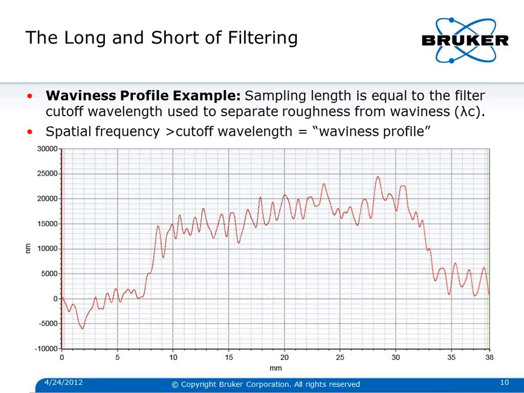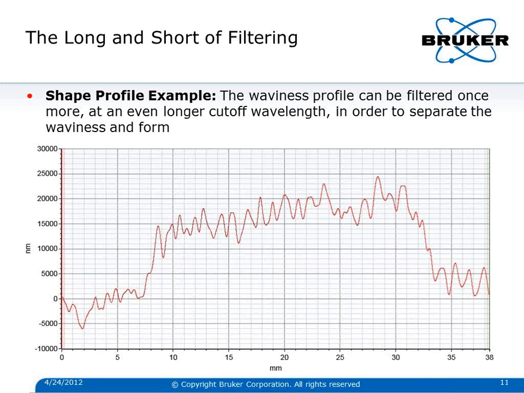And again, we can filter the data even further by using a longer wavelength to create what we call the shape profile. So all this data can be displayed and filtered to give the information that you need for your particular process. So if you're interested in shape, the waviness of the profile, or the high-frequency roughness, all that can be collected from the same data set. You don't need to do multiple scans to collect the data.